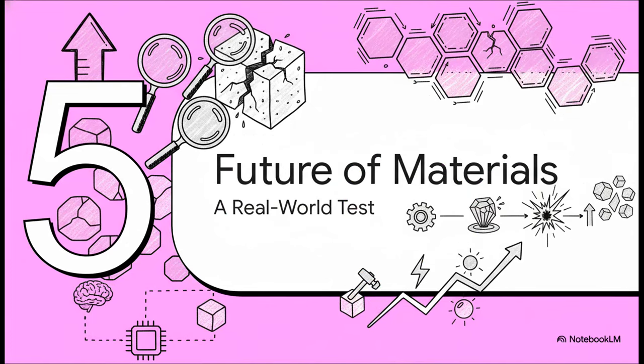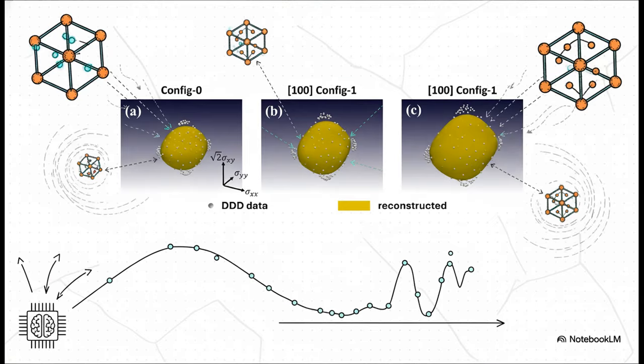So where is all this heading? Let's look at one final real-world test and then kind of zoom out to see what this really means for generating the future of materials themselves. Okay, so for this test, the AI was given just a few experimental data points for single crystal copper. Now, this is a notoriously complex material, but it's absolutely vital. It's in all of our electronics. And from that tiny amount of data, it generated a complete and physically accurate model of its behavior.